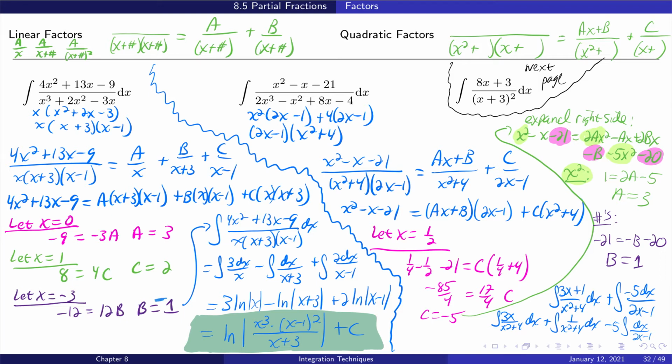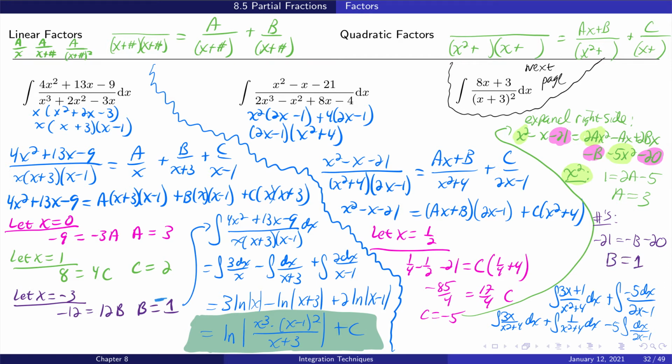Doing the same thing with the number values, and I skip the x's, I'll tell you why in a second. If I do the same thing with the number values, -21 is a number, b is a number, and we have negative 20 over here. So when I set those three things equal to each other, we have negative 21 equals negative b minus 20. Solve that and we get b equals 1.